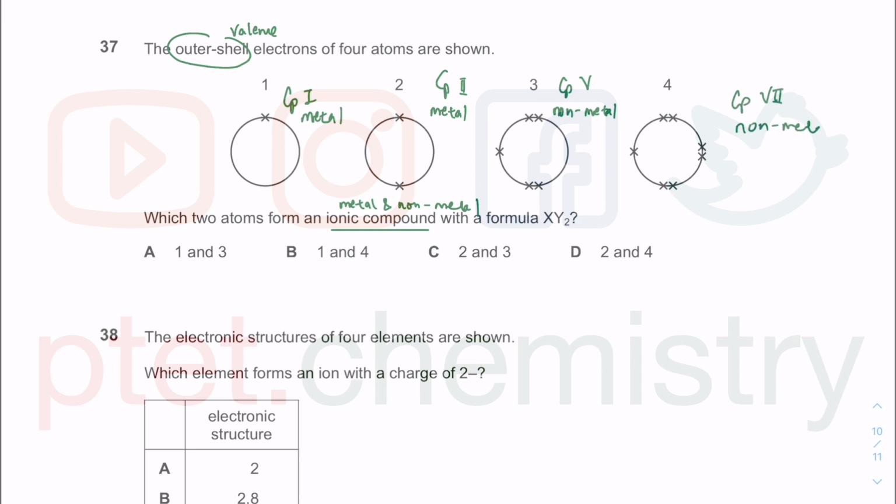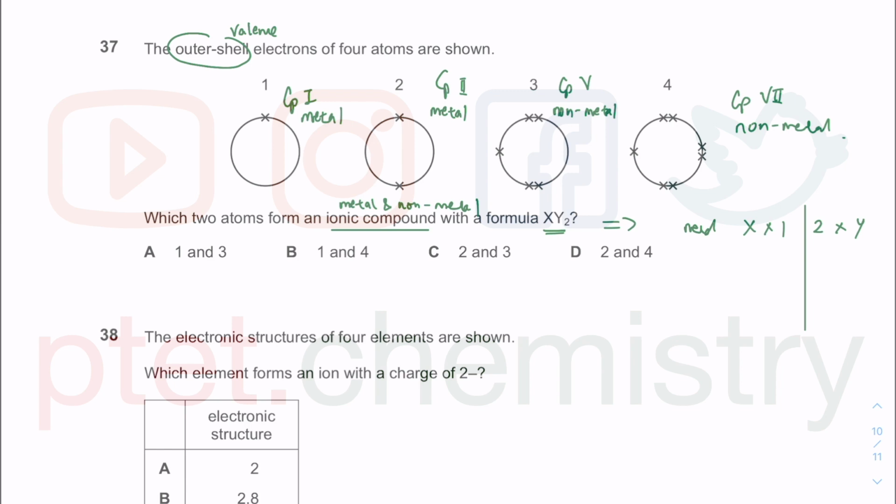So first of all, 1 and 3 is between metal and non-metal, 1 and 4 is between metal and non-metal, 2 and 3 is between metal and non-metal, 2 and 4 is between metal and non-metal. Not helpful at all. Alright, so let's see. You want XY2, so we need 1 times X and 2 times Y.